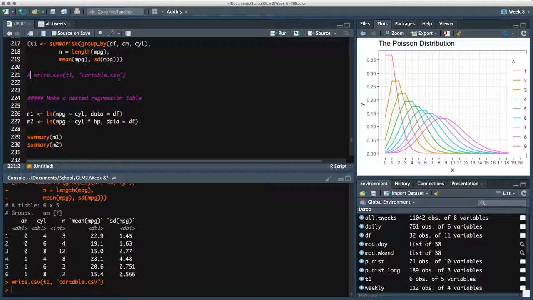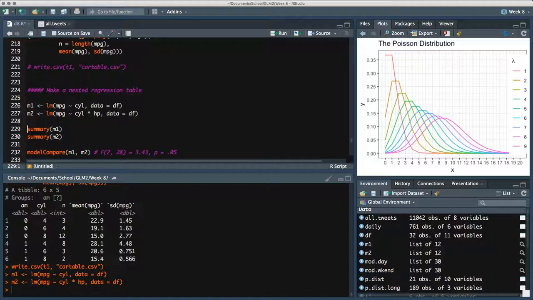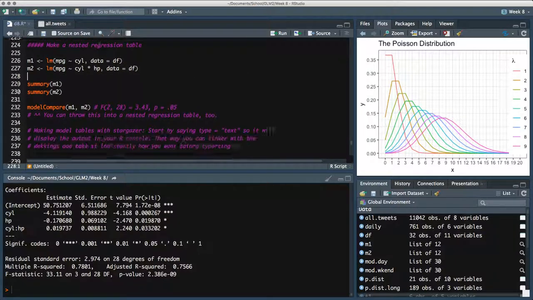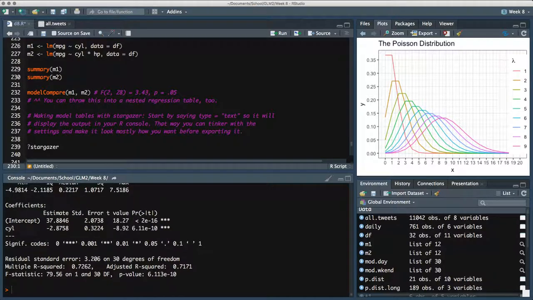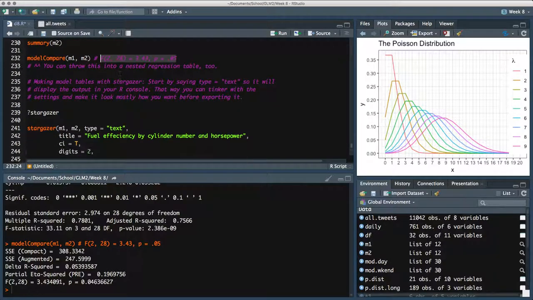As far as making a nested regression table, this is something that's much more difficult. All I'm doing is predicting miles per gallon by cylinders, and then also the interaction of cylinders and horsepower. We look at our model summaries, and then we do our model comparison and we see P is 0.04, so including that interaction did significantly reduce the error, which is information that you might also want to put in your table.